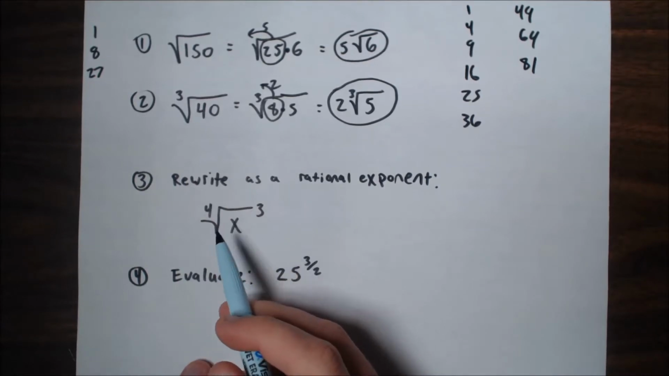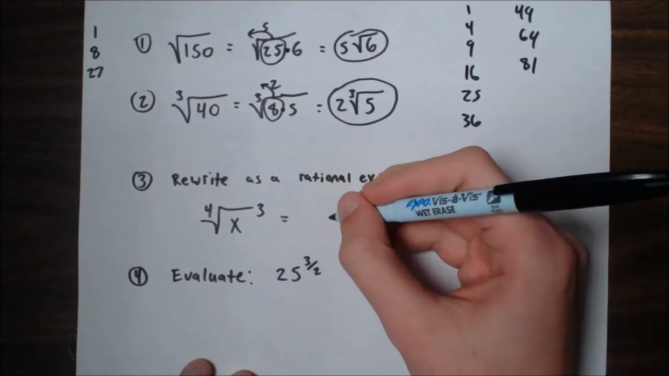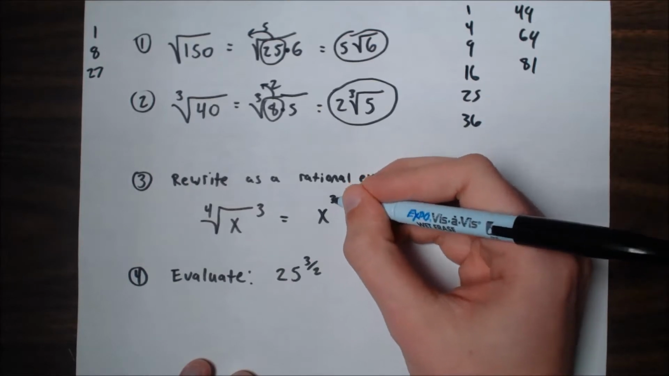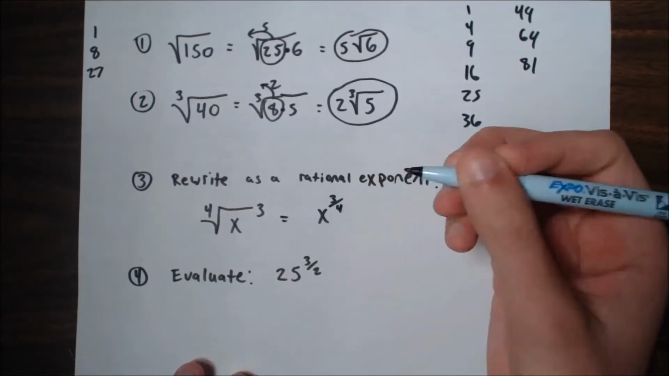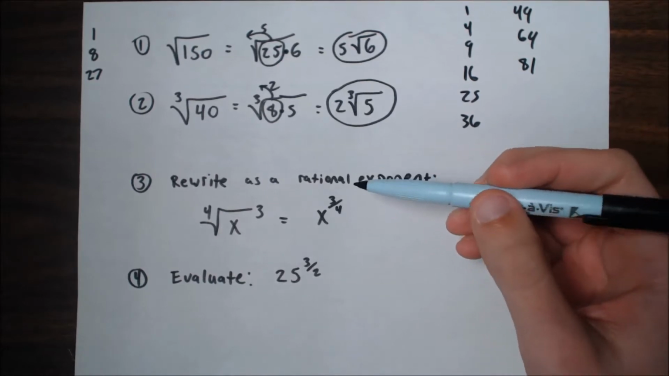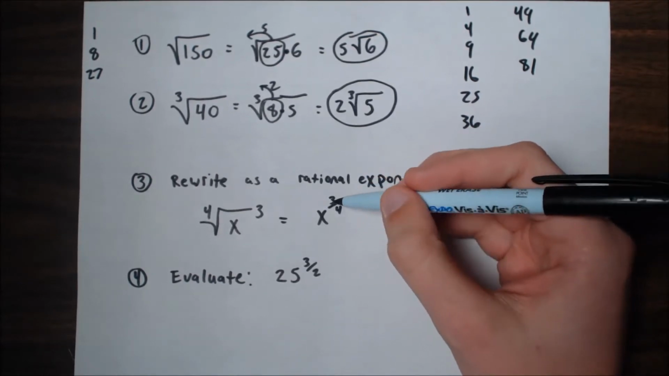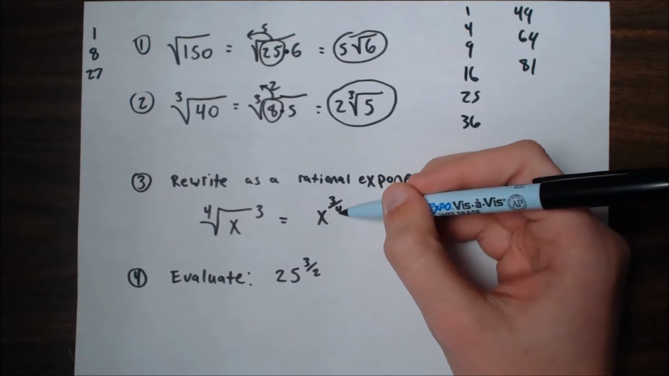All right, rewrite as a rational exponent. So I'm going to take the root and the power, and I'm going to put them in the right place. So remember, the top number is the power, the bottom number is the root. So it's 3 on the top and 4 on the bottom. An easy way to remember this is, with a fraction, the number on the bottom is what you're dividing by. So 3/4 literally means 3 divided by 4.